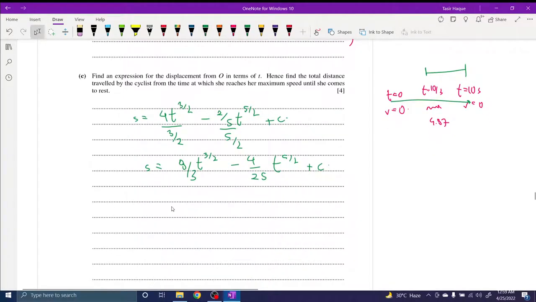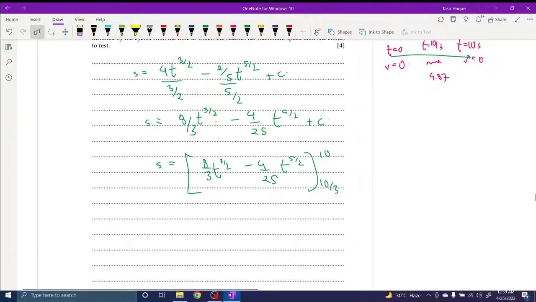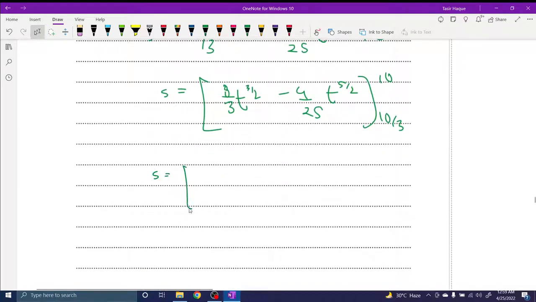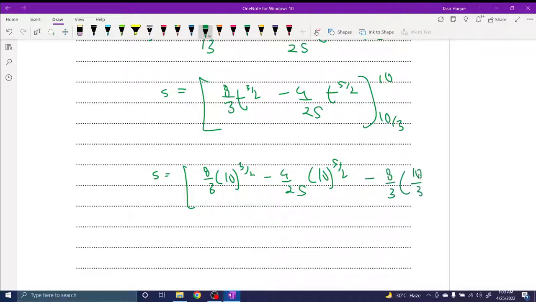Okay, so we want to find out the distance between these 2 points, right? How? We need to apply limits. So it's 8 by 3 t to the power 3 by 2 minus 4 by 25 t to the power 5 by 2 with limits 10 and 10 by 3, right? Now let's do it. Come on. So 8 by 3, 10 to the power 3 by 2 minus 4 by 25, 10 to the power 5 by 2 minus 8 by 3, 10 by 3 to the power 3 by 2 plus 4 by 25, 10 to the power 5 by 2.